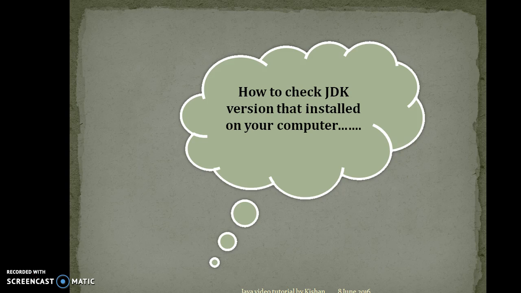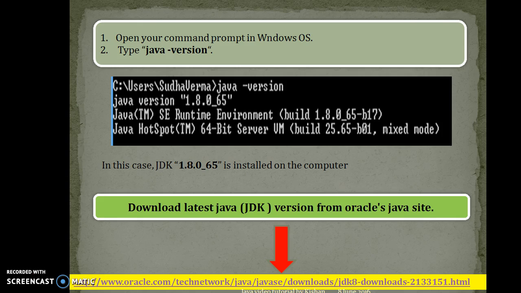Now first thing, how to check the JDK version that is installed on your computer. To check what JDK version is installed on your machine, you will have to perform a couple of steps. First of all, you need to open command prompt in your Windows OS and type java space hyphen version and finally press enter. Then you'll get this kind of message.